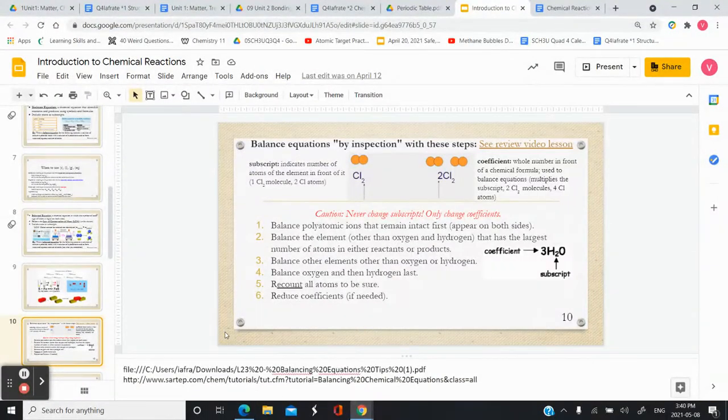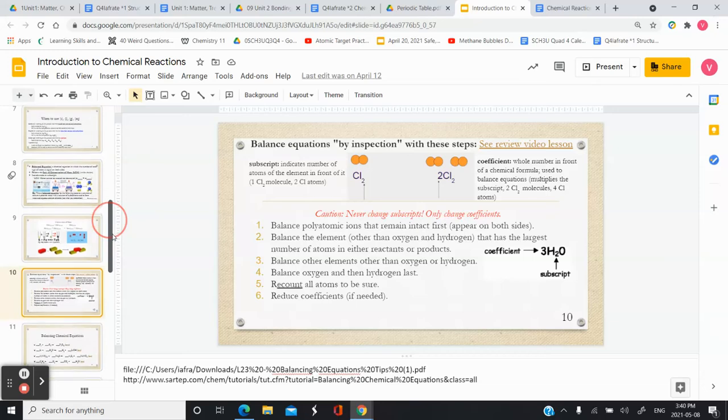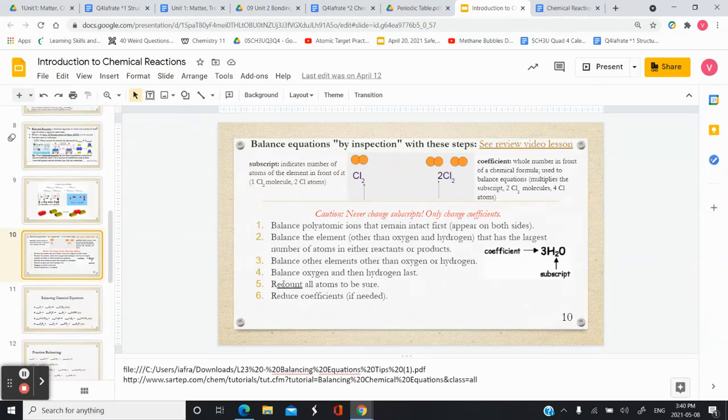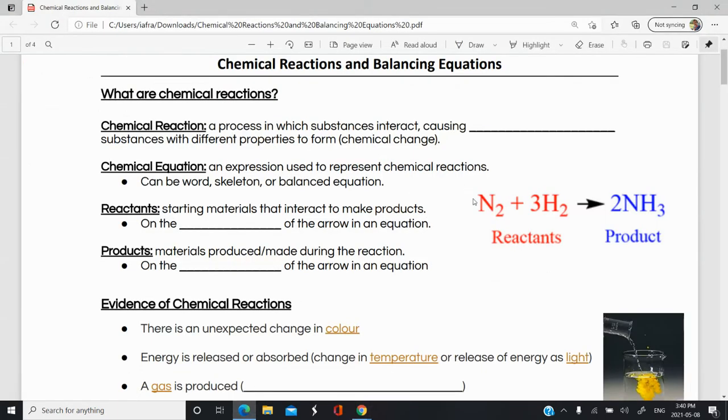So let's go ahead and do a few sample problems with our word and skeleton equations. And then in our next video, we're going to do some practice balancing. So let's go to our handout here. So what did we see today?